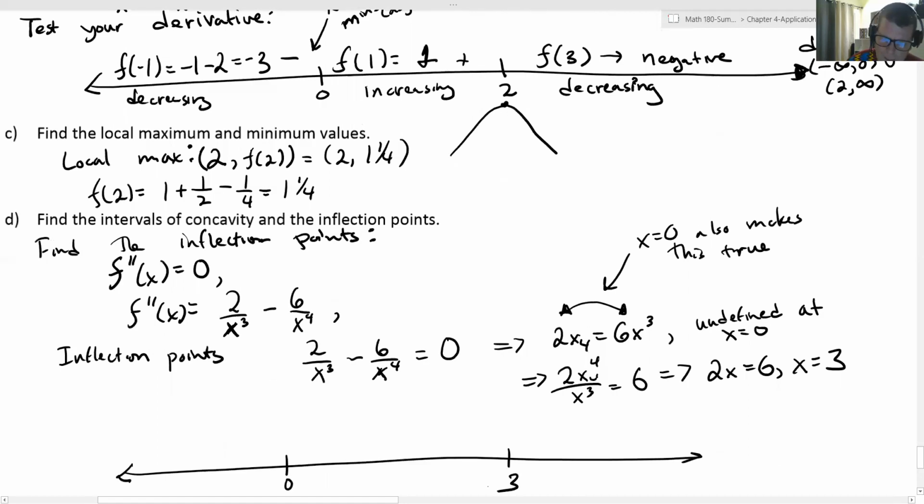Okay? And so we're going to plug in for f double prime. So we'll take -1. Okay? So I'll find f of -1 here. Oh, by the way, anybody have any questions about finding the inflection points or why I'm also going to consider 0?